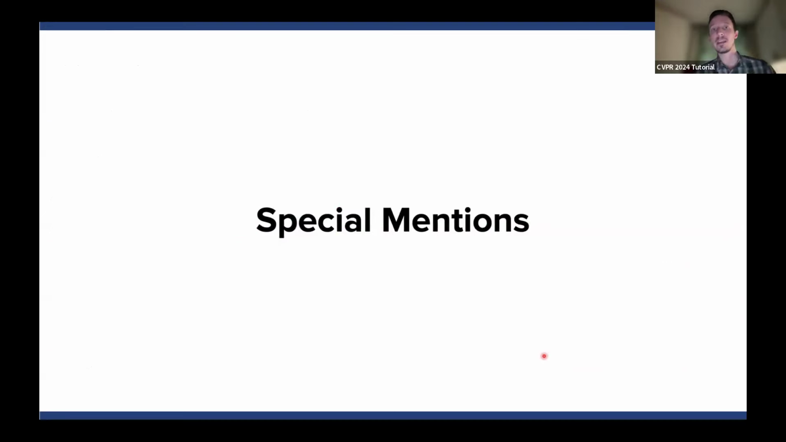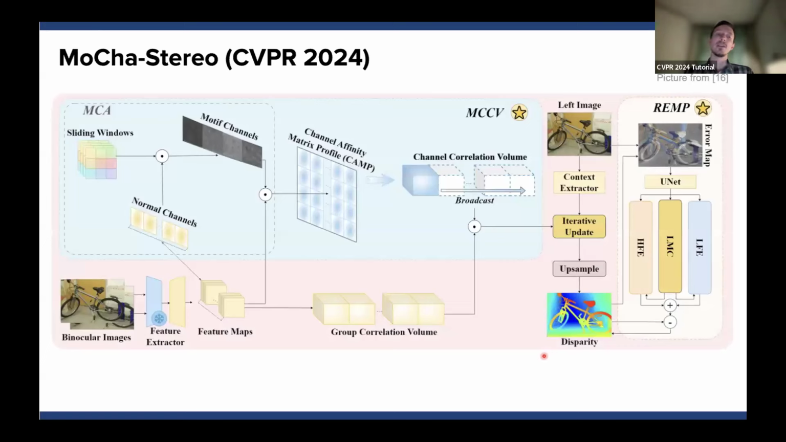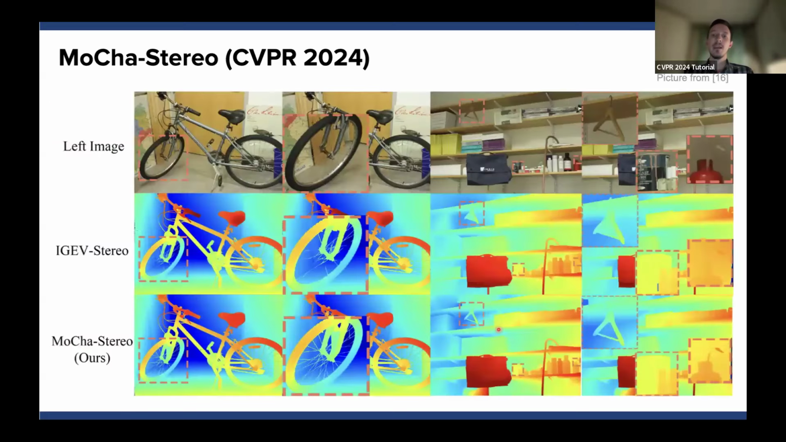So that's all for the architectures we wanted to talk about. Now we will mention three more papers that are worth seeing at CVPR if you are there in person. The first one is Mocha Stereo, which is again an iterative architecture based on Raft Stereo and is further improving over Raft Stereo. As we can notice from the qualitative results we can see here, Mocha Stereo provides some very strong details, even compared with iGev Stereo, as we can appreciate on the wheel of this bicycle.